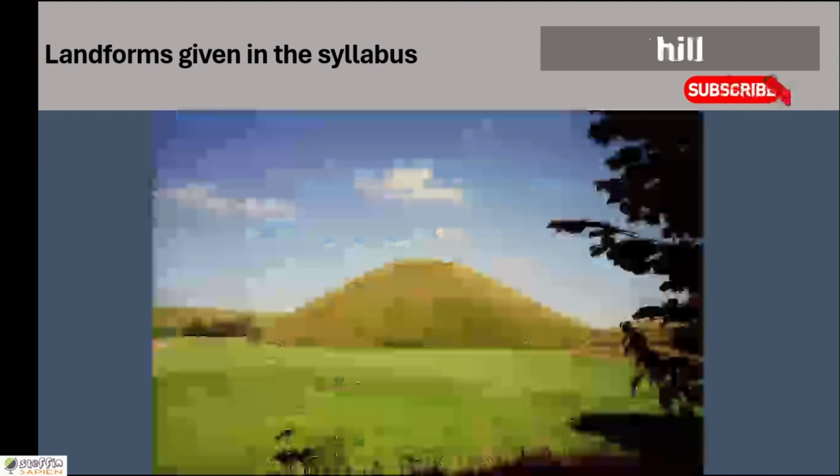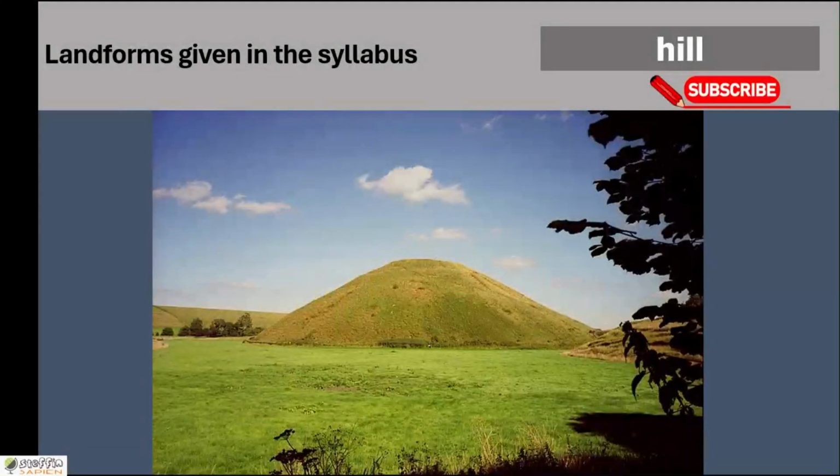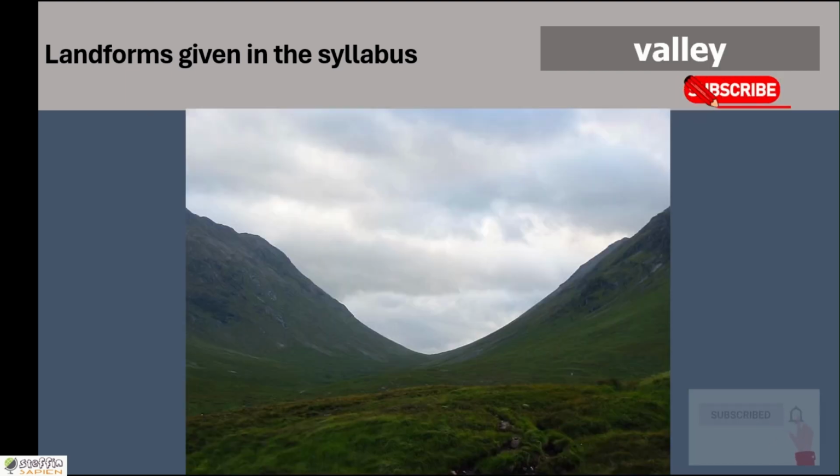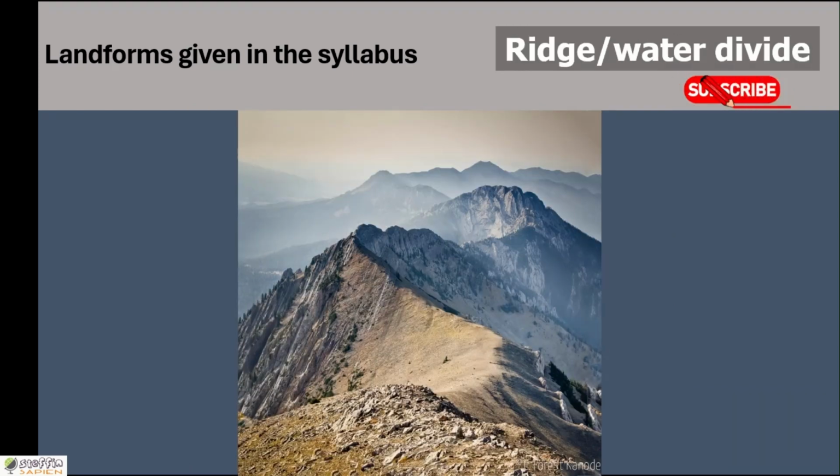Next landform is a conical hill or a hill. Here, the height of the feature is increasing towards the center and it has an approximate conical shape. Next one is valley. Valleys are low-lying areas between two highlands. Next one is ridge or water divide. Ridge or water divide are not the same all the time, but they look similar. Therefore, both of them have the same kind of arrangement for the contours.